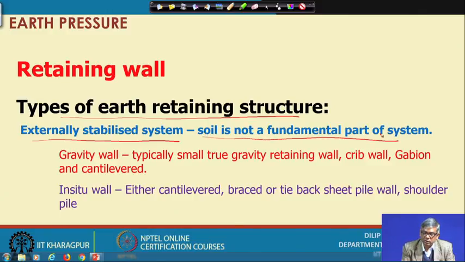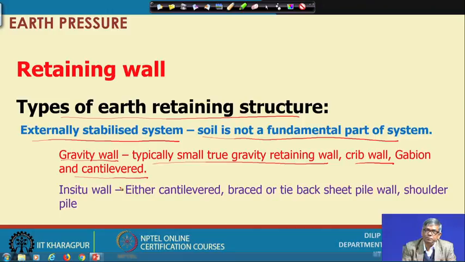So, if I have a retaining wall, soil only gives pressure, in fact it causes instability, but it does not help in any way with the stability of the system. Because of that, in an externally stabilized system soil is not a fundamental part, it will only give pressure, nothing else. Under that we have different types of retaining wall: gravity wall, typically small true gravity retaining wall, crib wall, gabion wall, cantilever wall. I will show one by one.